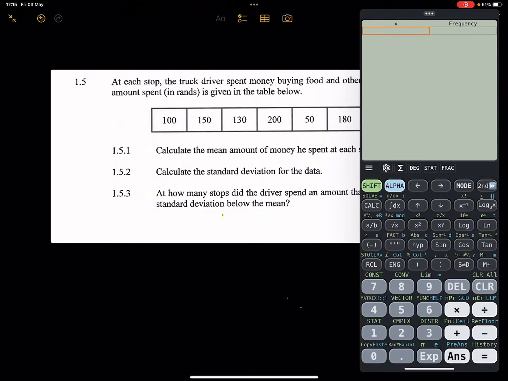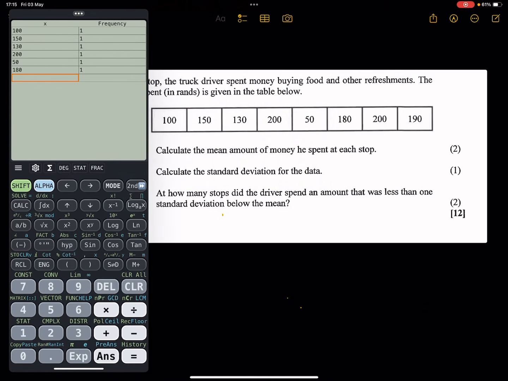So I've got 100. Let's insert our data. We've got 150. We've got 130. We've got 200. We've got 50, and we've got 180. Our data still continues. We've got 200 again, and that's 200, as well as 190. So that's the last one.